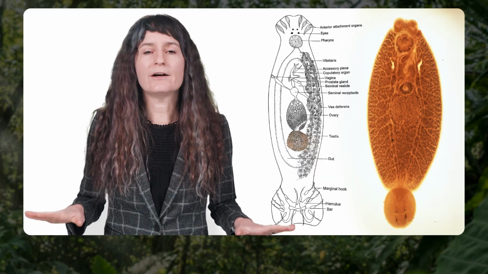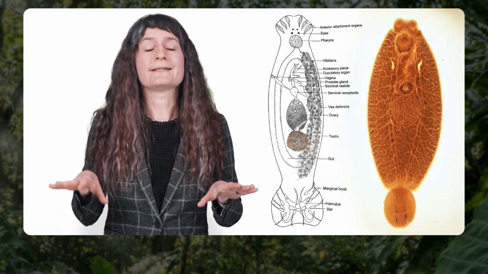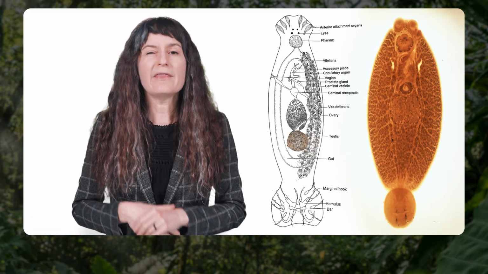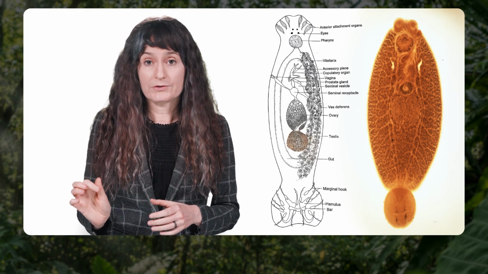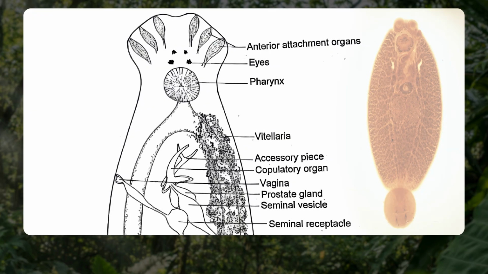Here's the basic layout of a monogene from Roberts and Janovy's Foundations of Parasitology textbook. And there are a few things that I want to draw your attention to. First, notice that this little guy has eyes. Not all monogenes do, but when they do, the eyes can detect light and dark, but not form pictures. The anterior attachment organs serve to help the monogene attach to its host, usually through the production of sticky substances. The pharynx is where food is ingested and then passed into the gut tract for digestion.